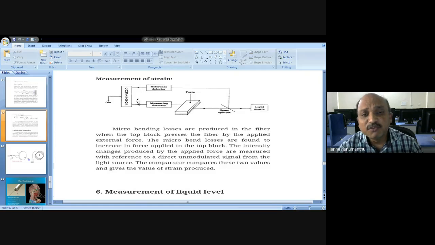Here we want to compare the two outputs, one from measurement and one directly from the source, right? By comparing these two lights, we can estimate how much strain, how much pressure, or how much force is applied to this material, right?